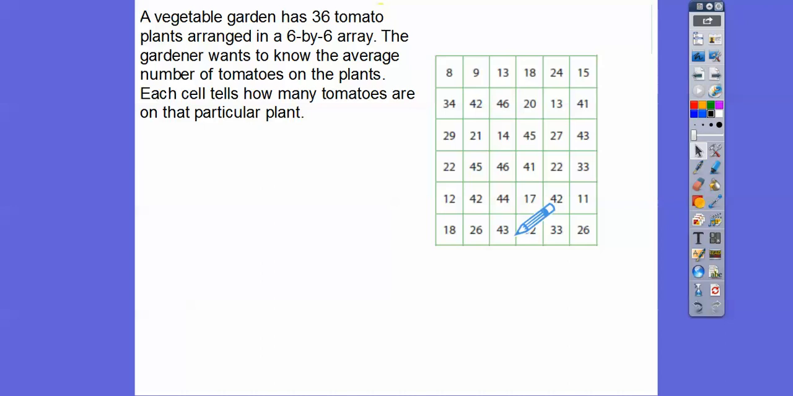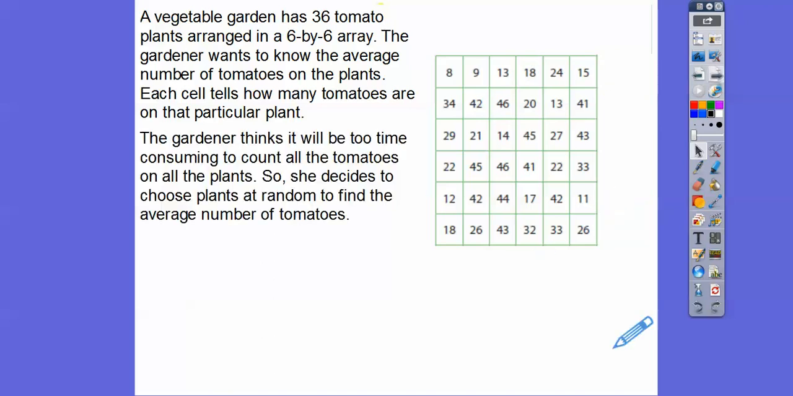As a good representation, each cell tells how many tomatoes are on that particular plant. So the gardener does not know that this plant has 41 tomatoes on it, but if that gardener picked this plant, you can count the tomatoes on that. So these numbers would not be given, but these are the tomato plants right here.